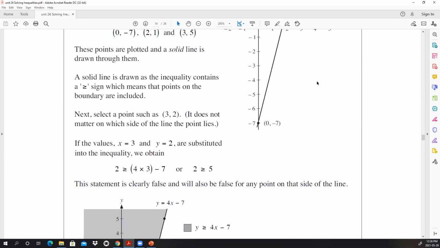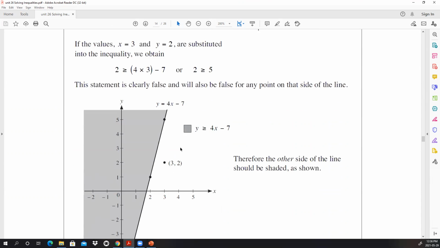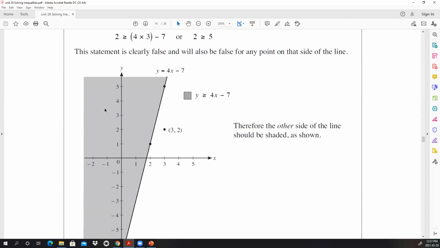If you were to choose, say, a point outside, 3, 2, let's see if 3, 2 satisfies this inequality. If you put x equal to 3, you get 4 times 3, which is 12, minus 7, you get 5. So you get 5 on this side. Is 2 greater than or equal to 5? No. So if it's not true on this side, then it's the other side you're working with. So the other side will be the shaded region, right?